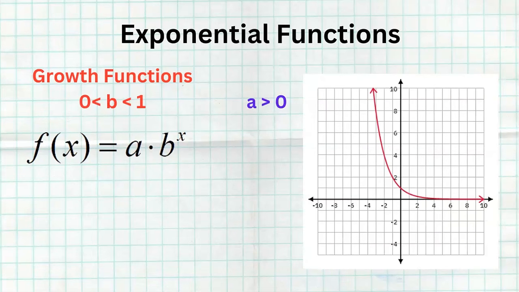Now, what about if your b value is between 0 and 1? Well, this is going to create what we call a decay function. Actually, oh my God, I can't believe I did that. That should not say growth there. Scribble that out. That should say decay function.